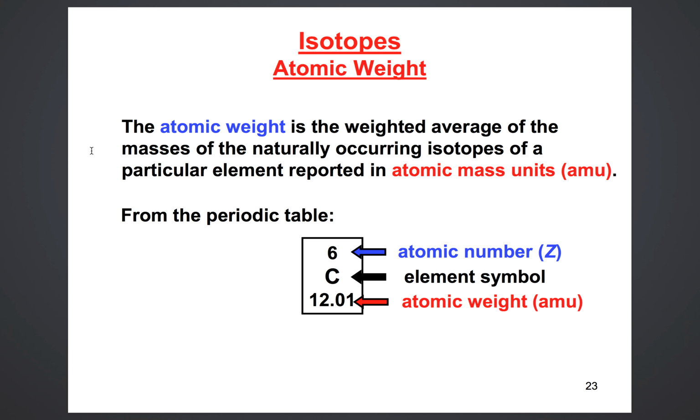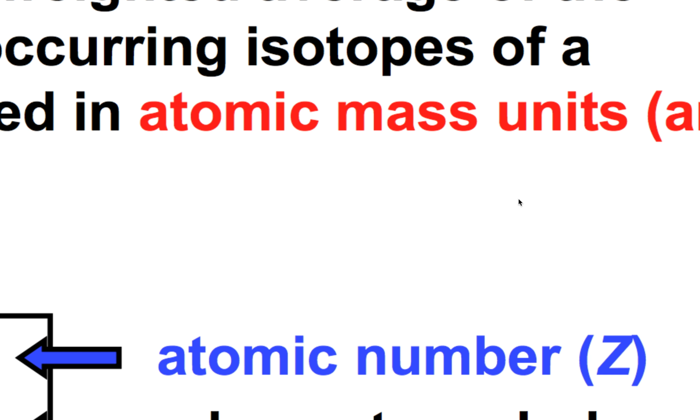The atomic weight is the weighted average of the masses of the naturally occurring isotopes of a particular element, reported in atomic mass units, which is AMU. From the periodic table, here we have an atomic number, element symbol, and atomic weight, and atomic weight has the unit AMU.